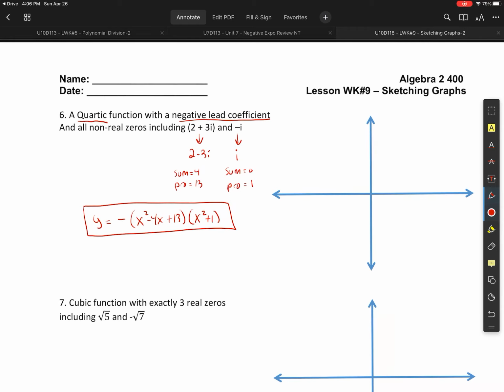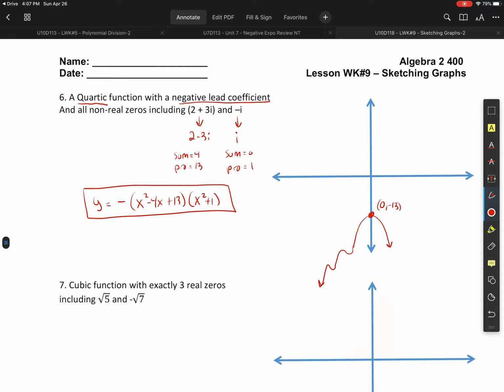So we're not passing through the x-axis, so the only thing we can plot here is our y-intercept of 0, negative 13. There's a U-shape here if you wanted. Some people like throwing in imaginaries. Whatever you want to do, fine with me. Doesn't matter if you throw in extra loops for imaginaries. Doesn't matter if you leave it just as a downward facing U.